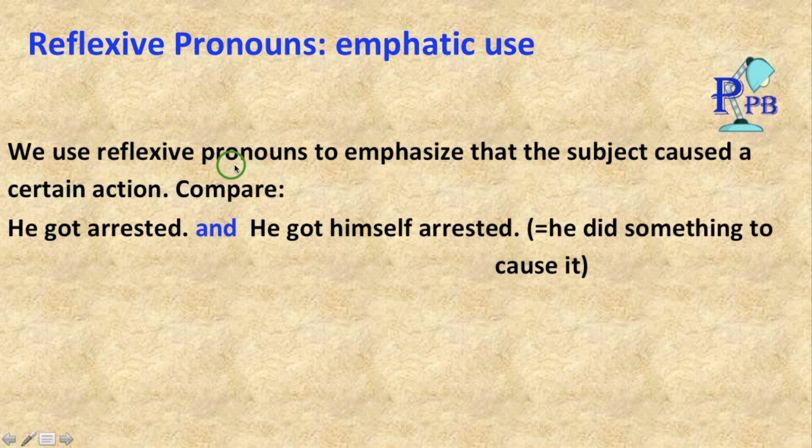Now, we use reflexive pronouns to emphasize that the subject caused a certain action. Here we can compare something. He got arrested and he got himself arrested. Here, this is the difference. He got arrested and he got himself arrested. That means he did something to cause it. So here, this himself is to emphasize the action of that person, that is he.